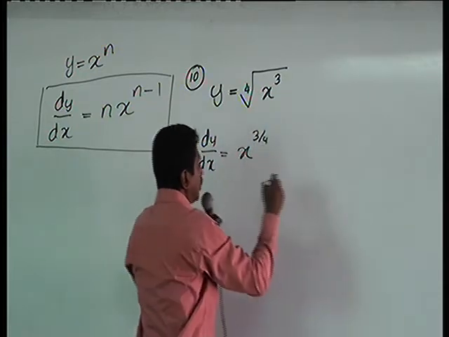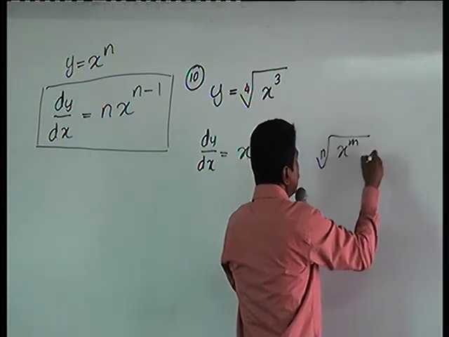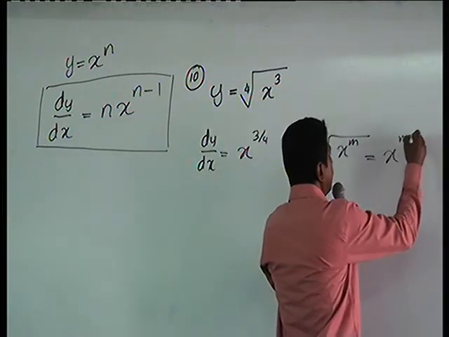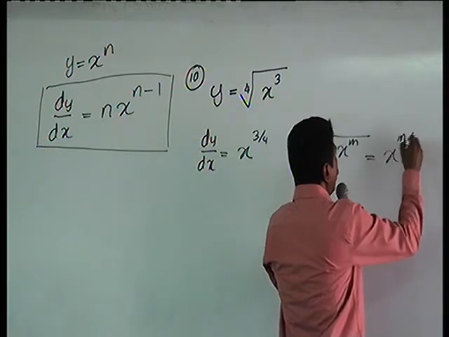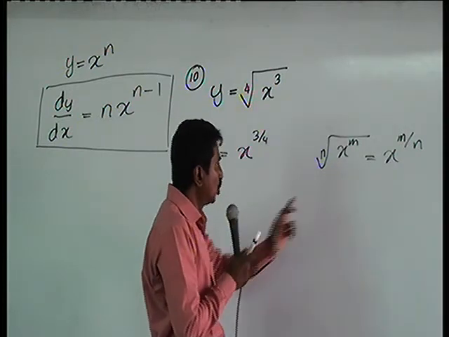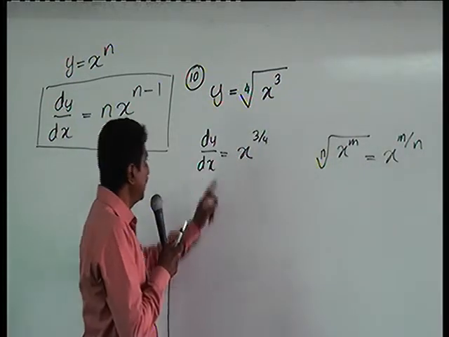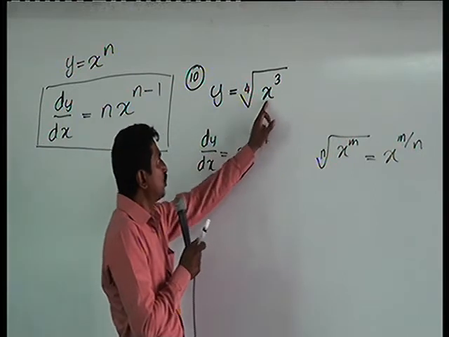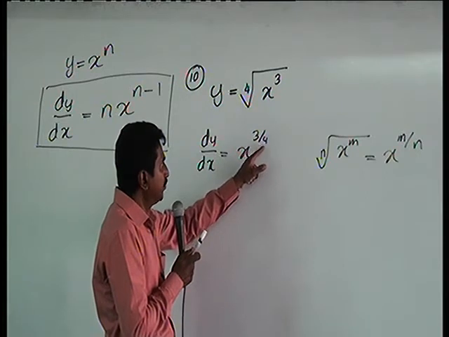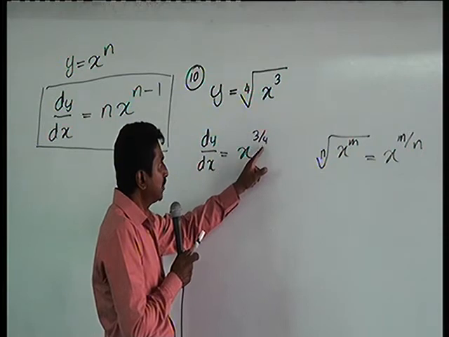You can remember the nth root of x to the power m. In the indices we have done it. The nth root of x to the power m is equal to x to the power m over n. That is the rule of the indices. By using this rule, similarly here, the fourth root of x to the power 3 is x to the power 3 divided by 4. The 4 comes as the denominator. 3 remains as the numerator, but 4 comes as the denominator.